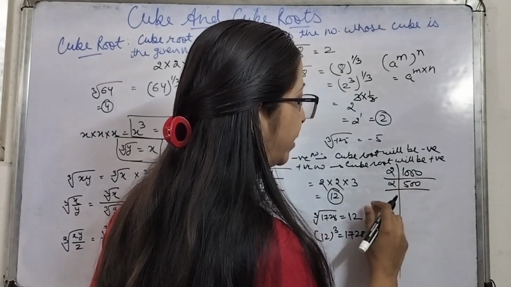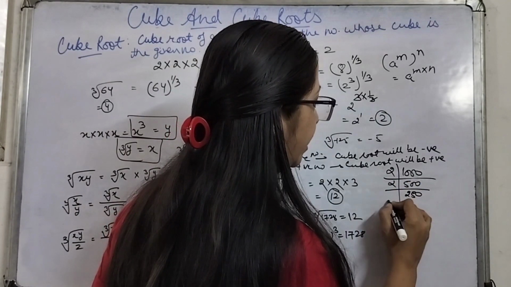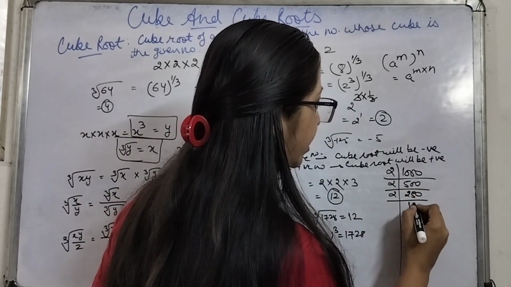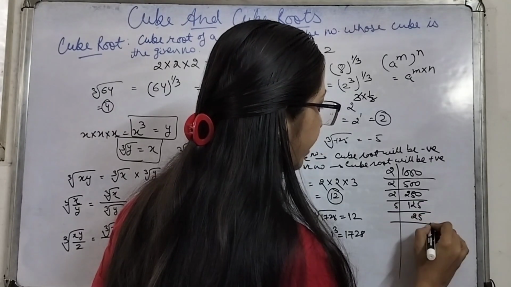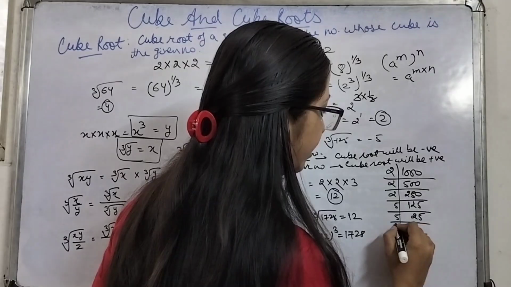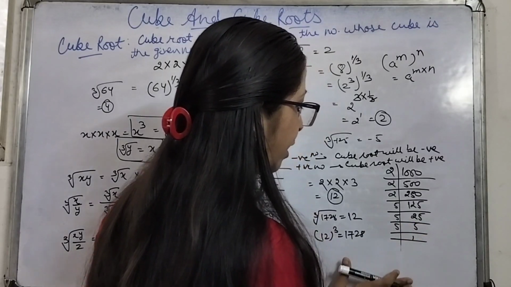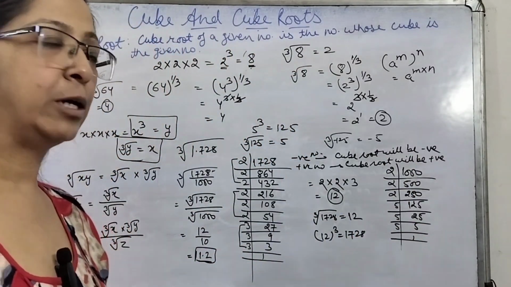If we again divide by 2, it is 250. Again by 2, it is 125. By 5, it is 25. Again by 5, it is 5, and then again by 5 it is 1. So this is the prime factorization of 1000.